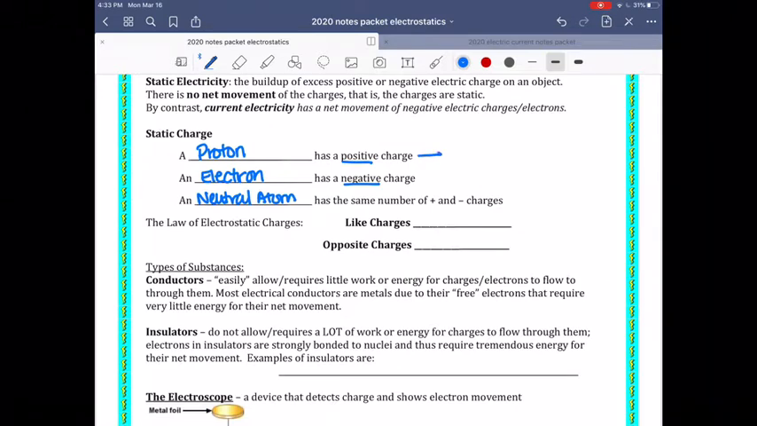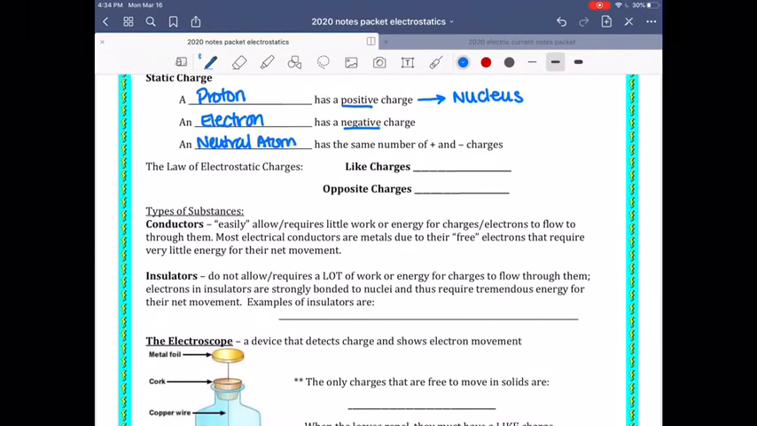One thing you always want to keep in mind is where are the protons located? The protons are located inside the nucleus of the atom, and the electrons are on the outside in those outside shells of the atom. So when we get to the electroscope and charging of objects, we have to recall where these subatomic particles are actually located.